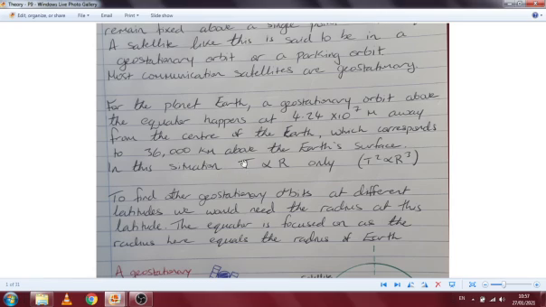So in this situation, T is proportional to r only. So the period is only proportional to the radius.